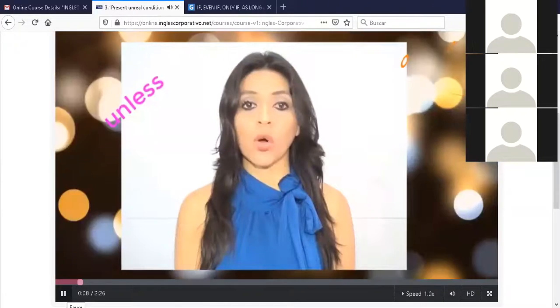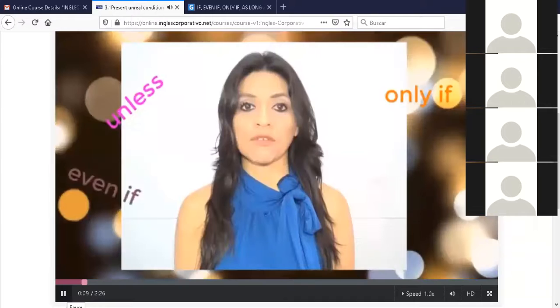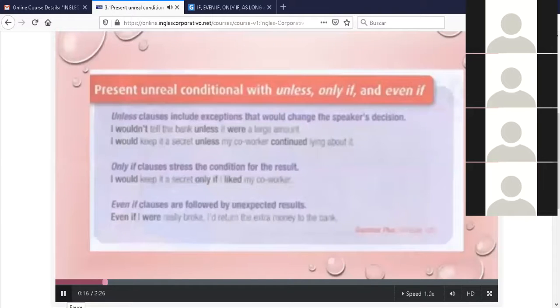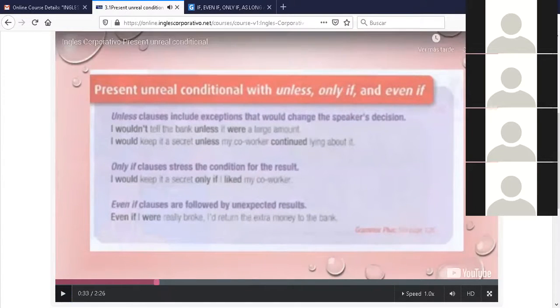I were about to talk about present and real conditionals with unless, only if, and even if. Get ready. Present and real conditional with unless, only if, and even if. Unless clauses include exceptions that would change the speaker's decision. I wouldn't tell the bank unless it were a large amount. I would keep it a secret unless my coworker continued lying about it.